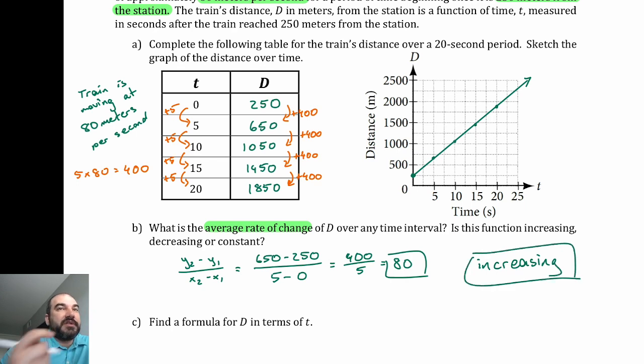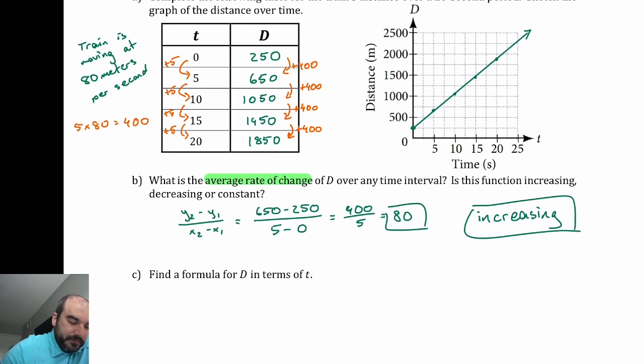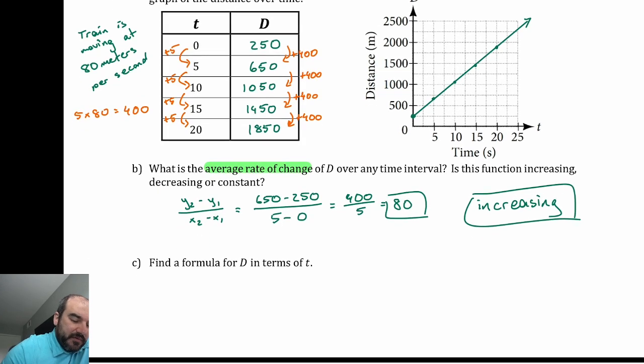So increasing, decreasing, constant is asking about the y value, or whatever the output values are. So if you look at the graph, the arrow is going up. That means it's increasing from left to right. These numbers, y values, d values, are increasing from one to the next, so it must be an increasing function. Next, we want to find a formula for d in terms of t.